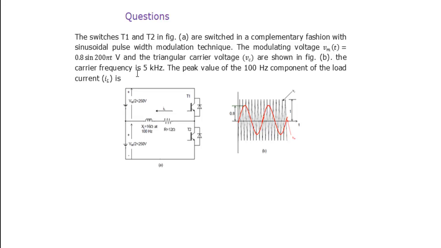The carrier frequency is 5 kHz, and the peak value of the 100 Hz component of the load current is asked. Remember, if you look at the modulating signal frequency, that is the output voltage frequency. The modulating signal, nothing but the sine wave frequency, is what we are expecting at the output. So that's why you can see that this sine wave is 200 pi t. That means 200 pi is 2 pi f, and f, using that equation, is 100 Hz. That means the fundamental component is 100 Hz.